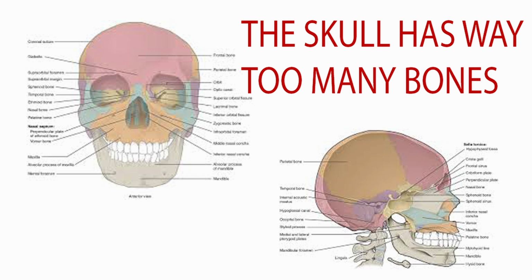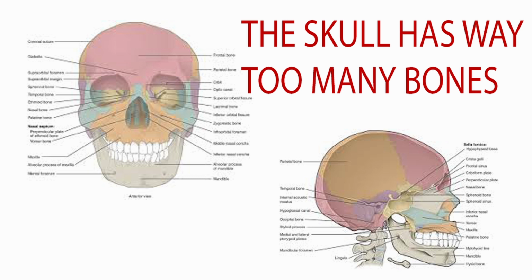Lambdoid suture. Located on the posterior skull. The sagittal suture terminates by joining this suture. The lambdoid suture extends downward and laterally on either side. It joins the occipital bone to the parietal bones and temporal bones. It's named for its upside-down V shape, which resembles the Greek letter lambda, L.